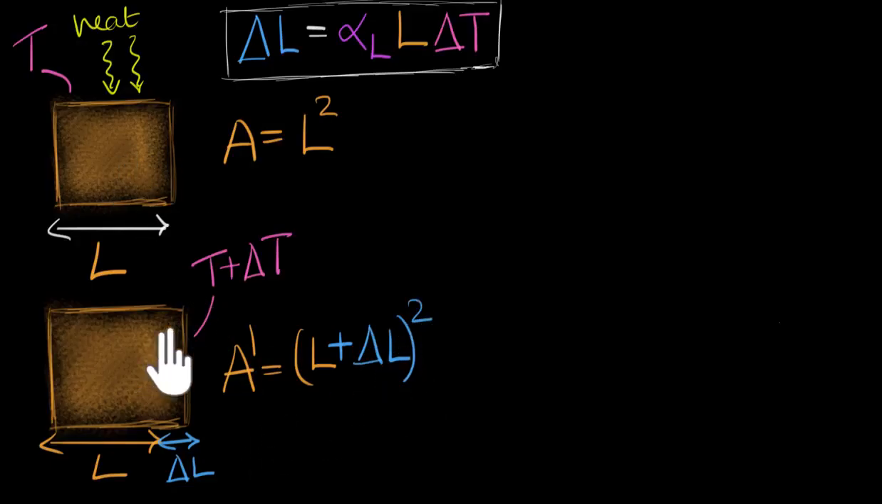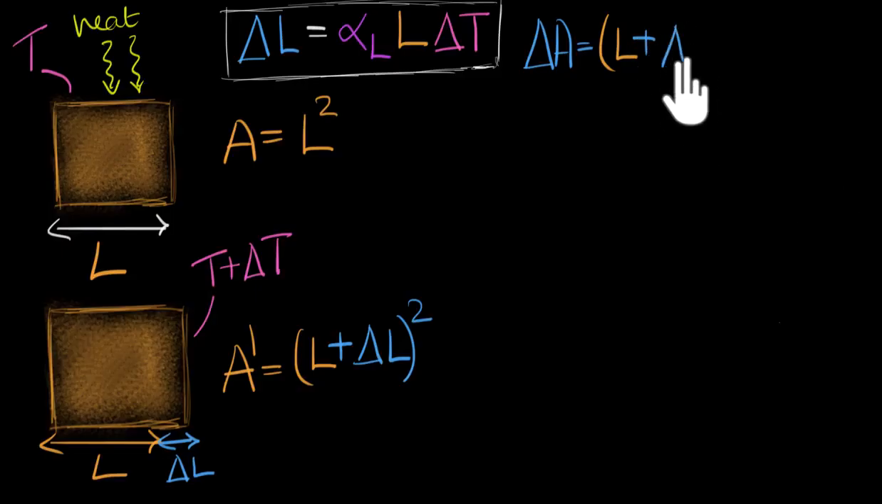And now to calculate the change in the area, we just have to subtract these two. So the change in the area, we'll write that over here. That's going to be the final area, L plus delta L, the whole squared, minus the initial area, and that is just L squared. And at this point, I want you to pause the video and see where the algebra takes you. Just go with the flow and see what expression you end up with. All right, let's do it.